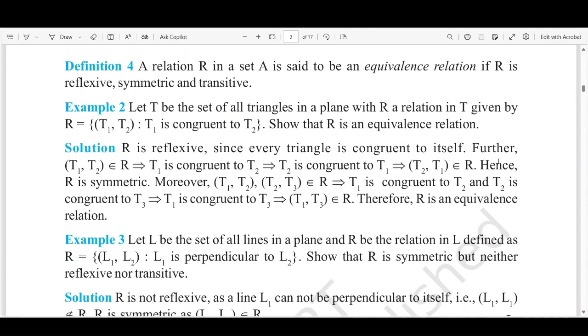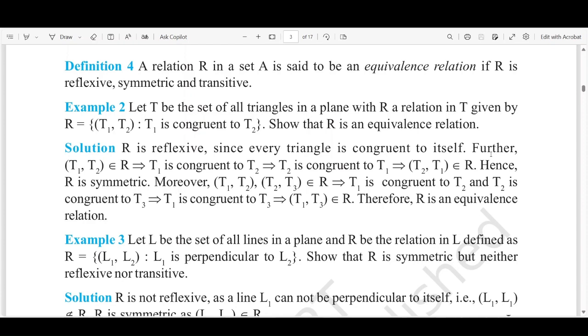So, example 2. Let T be the set of all triangles in a plane with R a relation in T given by R equal to the set of all ordered pairs T1, T2 such that T1 is congruent to T2. Show that R is an equivalence relation. So here they have considered a non-empty set T which consists of all triangles in a plane with a relation R such that if you take any two triangles, they should be congruent. Only such elements will be considered in the relation R.